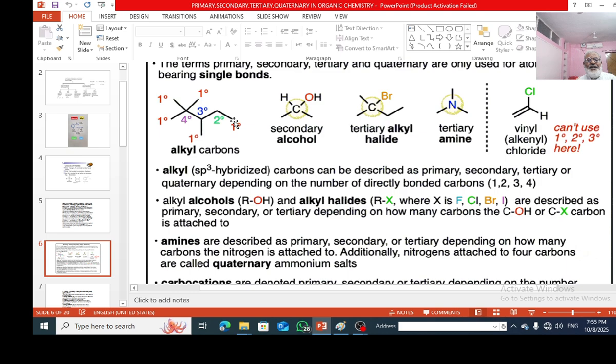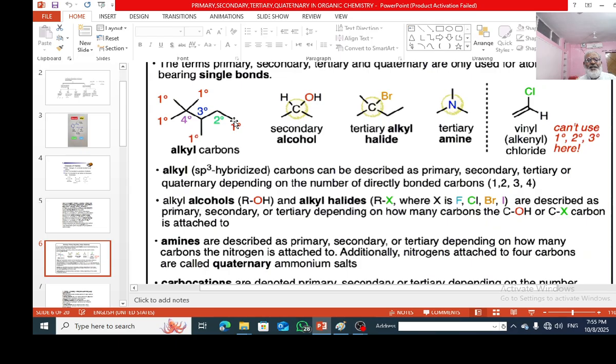And look at this carbon. This carbon is bonded all around by 4 carbons. Here is the first carbon, here is the second, here is the third, here is the fourth. That's why this carbon will be termed a quaternary carbon. And this carbon is bonded to only 1 carbon. This is primary. This carbon is also primary. This carbon is also primary. So these are the alkyl carbons.